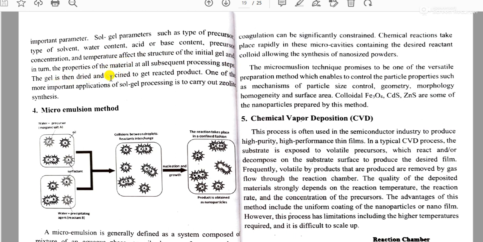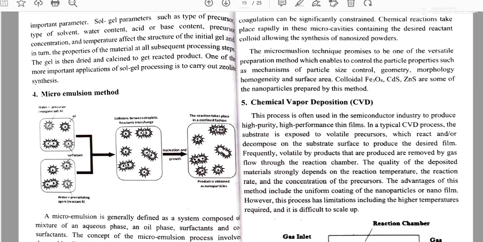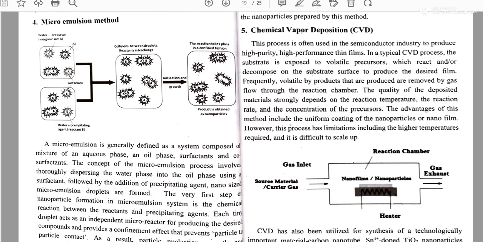Calcined means it is heated. It is heated in a hot air oven, and it is calcined to get a reacted product. One of the more important applications of sol gel process is to carry out zeolite synthesis. So it is widely used for synthesizing zeolite material. So this is all about the sol gel process. Now we come to micro emulsion method.